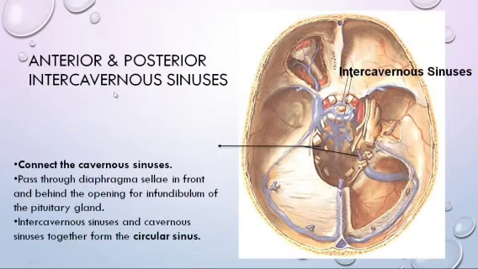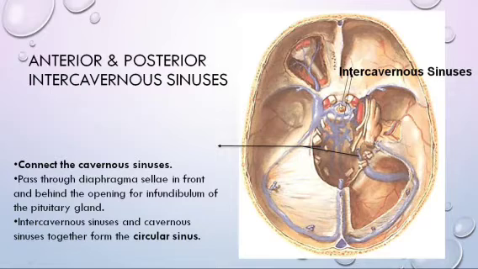Okay. Now, we'll go on to the next unpaired sinus, that is the anterior and posterior intercavernous sinus. So, this is the cavernous sinus. Both side cavernous sinuses are communicated by the anterior and posterior intercavernous sinus. Actually it passes through the diaphragma sellae in front and behind the opening of the infundibulum of the pituitary gland. So it connects the cavernous sinuses.